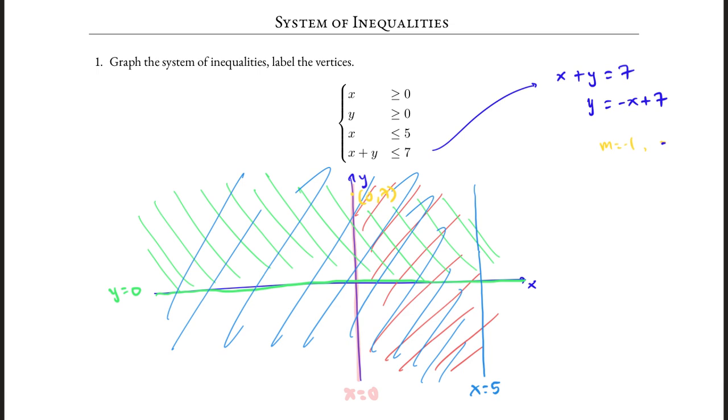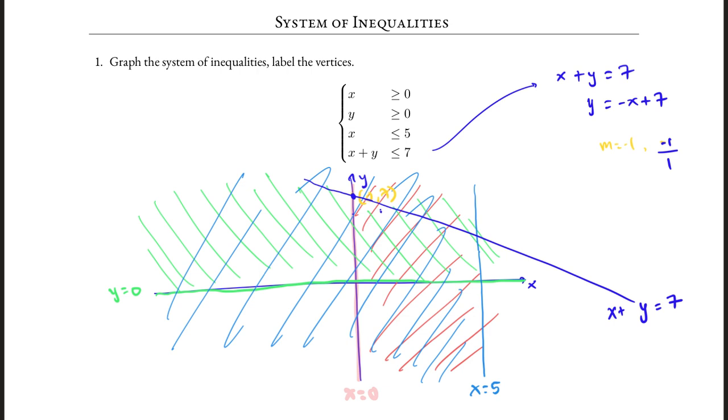Since the slope is negative 1, this means the rise is negative 1 and we go over to the right 1. Or simply put, we go down 1 and to the right 1. So from the y-intercept, we go down 1 unit and to the right 1 unit, and we connect the 2 points to obtain the line. Again, this is the solid line because of the equal sign in the inequality. The equation of this line is x plus y equals 7.